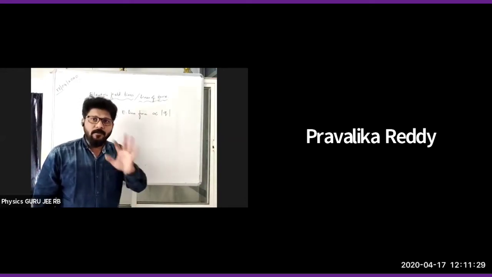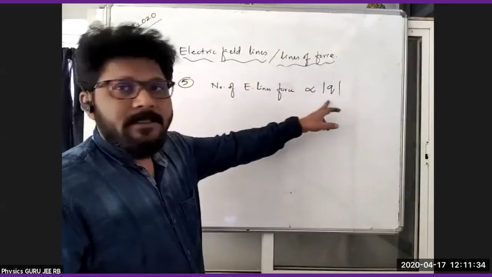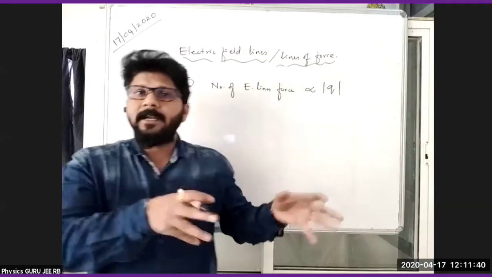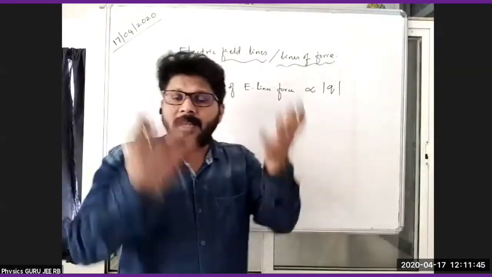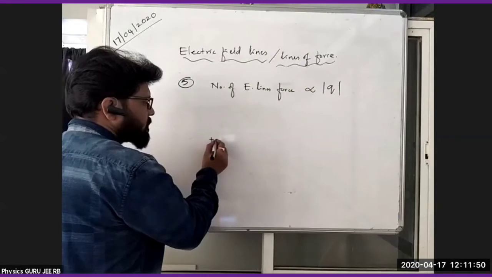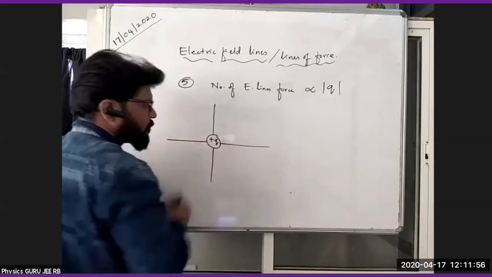Now the question is asked to remove the confusion. Number of electric lines is directly proportional to magnitude. Just now I discussed that 4 electric lines are there, 8 electric lines are there. Number of electric lines goes with magnitude. For example, I'll take plus Q charge, with 1, 2, 3, 4 lines.